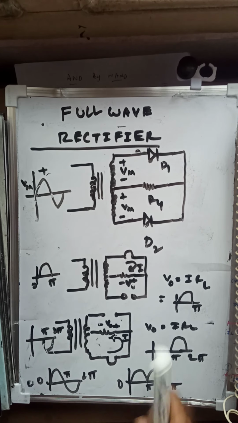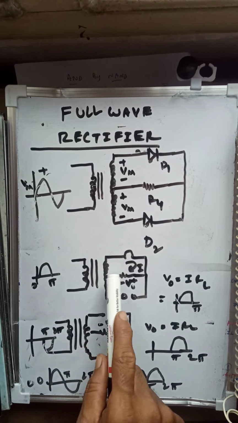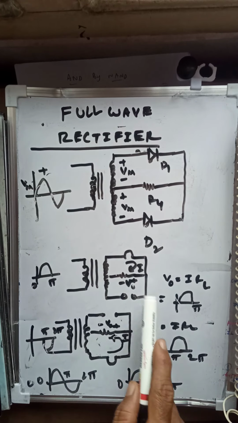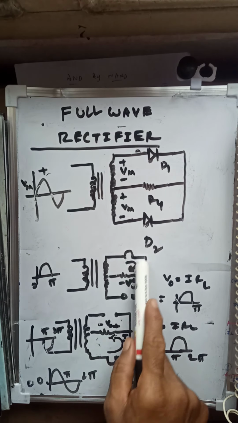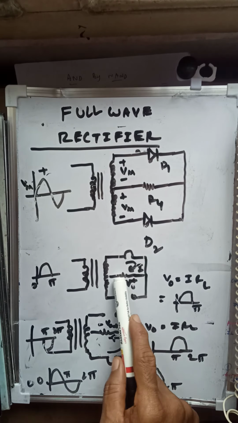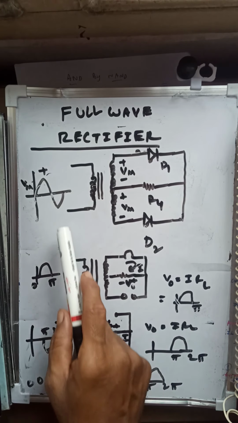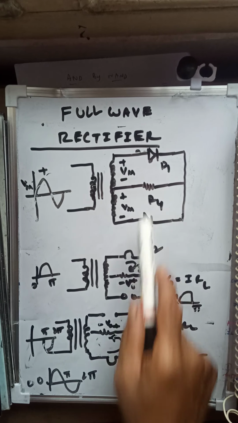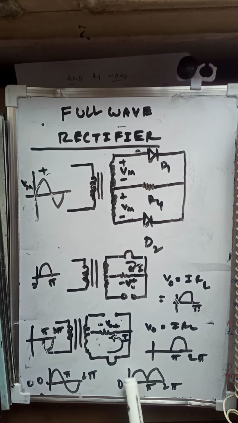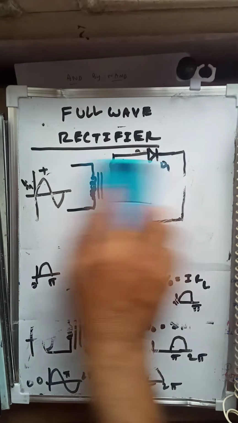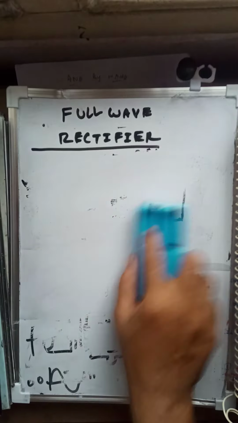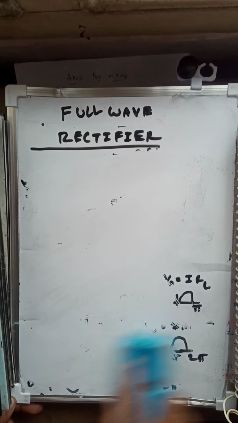This is how, during the positive input, the direct conduction through D1 only transfers the current, and it is obtained like this. Similarly during the negative half, D2 conducts and the current is transferred to the load. Thus the negative peak is also converted into a positive peak. That is an advantage of the full wave rectifier, but in the case of the half wave, that is a disadvantage.